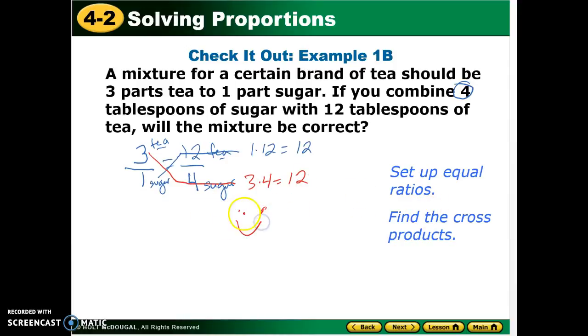Smiley face. I'm going to have some yummy tea. I like tea. Okay, so that's how we use cross products to make sure things are proportional. Let's give another one a try.